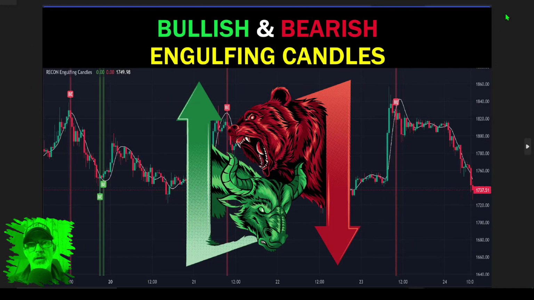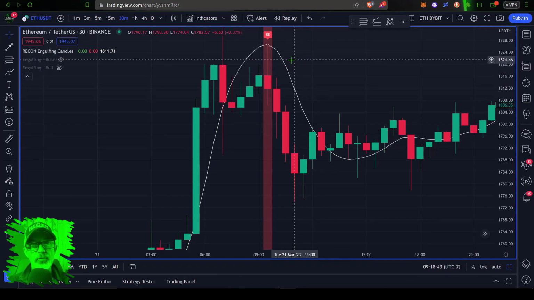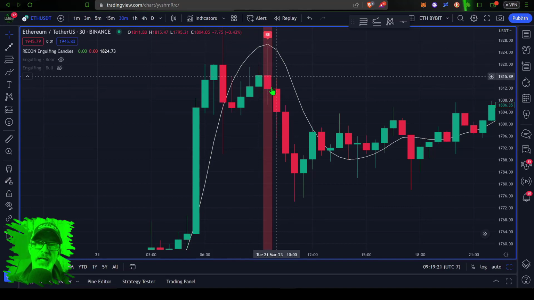In today's video, I will be sharing with you my bullish and bearish engulfing candles indicator that I created in TradingView. Now, before we get too far into the weeds, for those of you who are not familiar with what an engulfing candle actually is, an engulfing candle basically involves two candles with the second candle engulfing the previous candle. In this case, on the chart, we're looking at a bearish engulfing candle where this candle engulfs the previous candle, and thus we get the bearish engulfing candle signal.